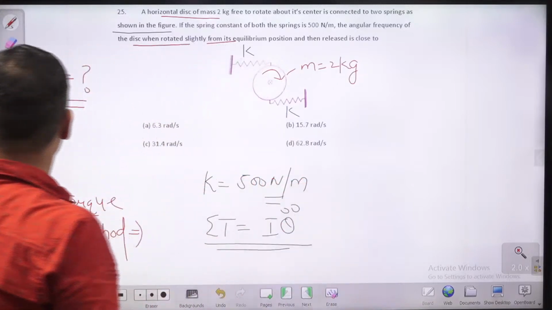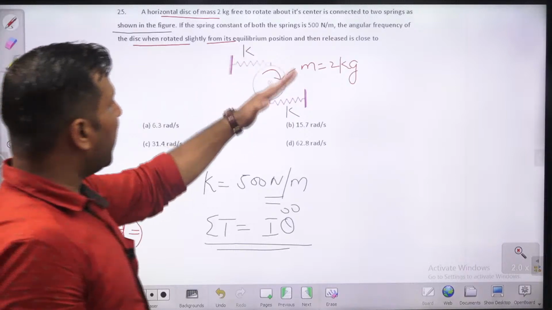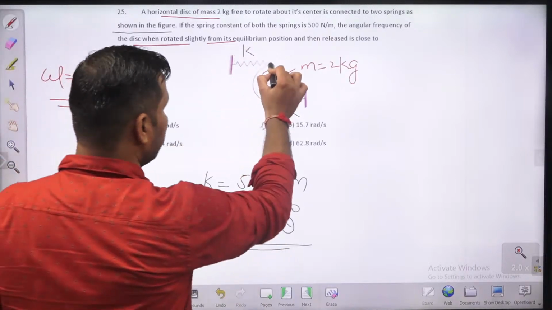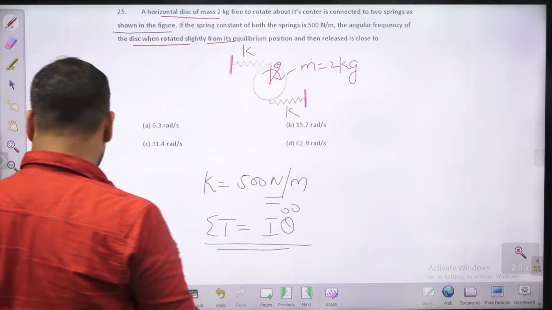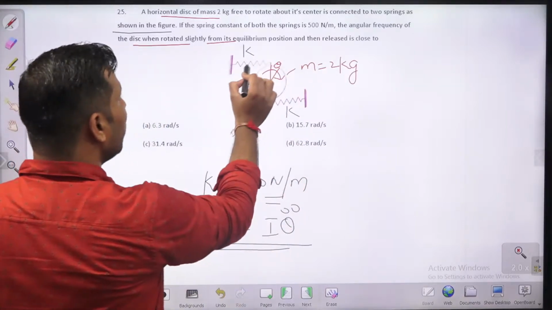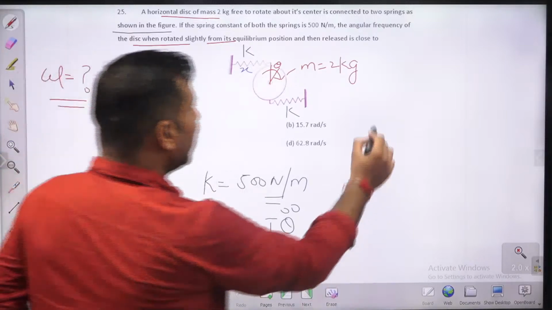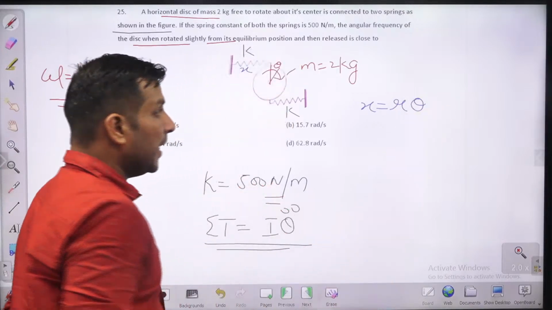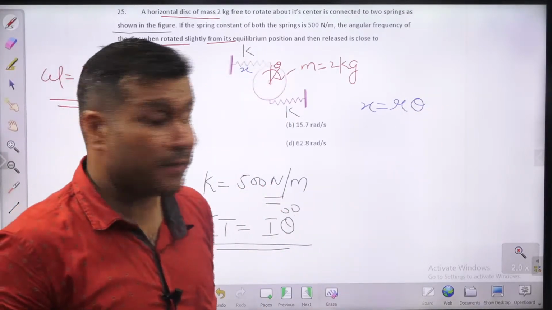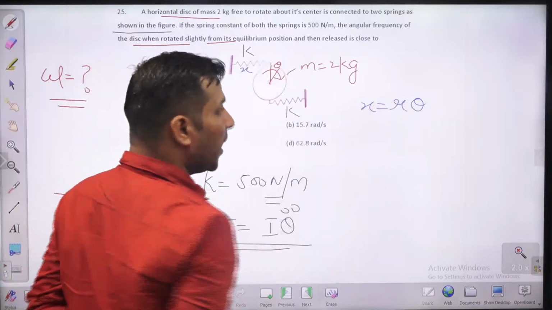Now if you check here, if you are displacing this spring by a small angle theta, the deflection of the spring will be x. Can I write here that x equal to r theta? Yes, x is the deflection of the spring and x equals r theta.